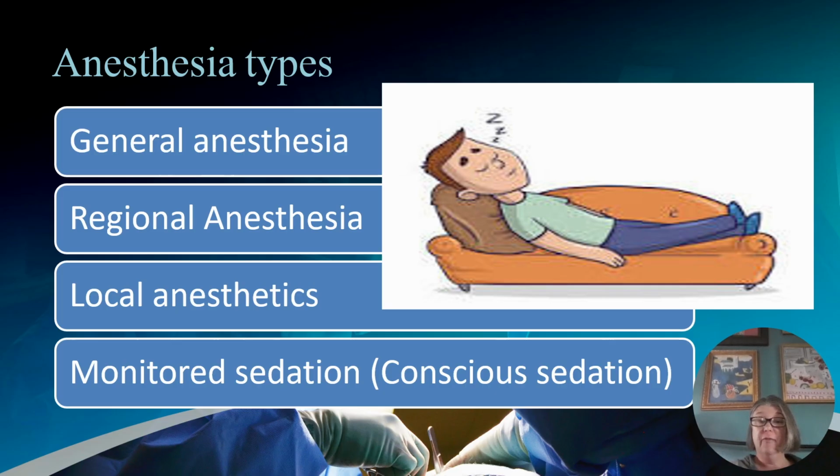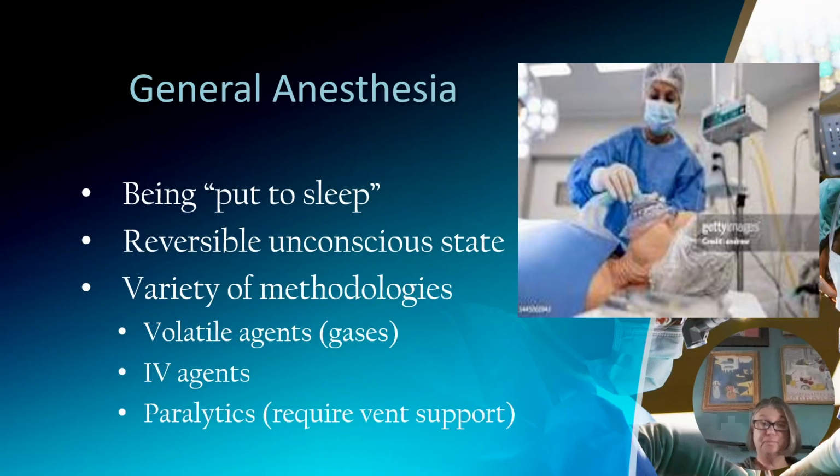All right, so there are four major types of anesthesia. We have general, regional, and local anesthetics, and then monitored anesthesia care, or MAC. General anesthesia is what we think of as being put to sleep, right? So this is a patient under general anesthesia. It's a reversible unconscious state.